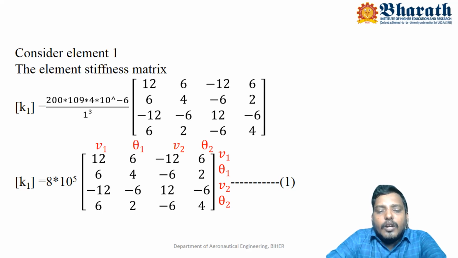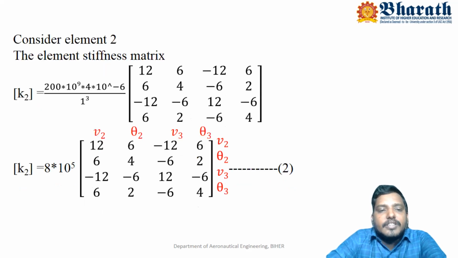Next, we have to develop the element stiffness matrix for element number 2. We know the element stiffness matrix formula, then we have to substitute the EI value. The same element 2 also has a length of 1 meter. Then we will get K2 equal to 8 into 10 power 5, [12, 6, minus 12, 6; 6, 4, minus 6, 2; minus 12, minus 6, 12, minus 6; 6, 2, minus 6, 4].